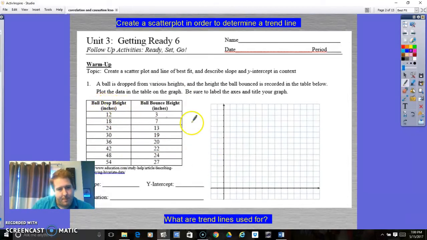So ball drop height and ball drop bounce height. This is going to be the drop height, and this is going to be the bounce height. All right, so I'm going to plot all the data.